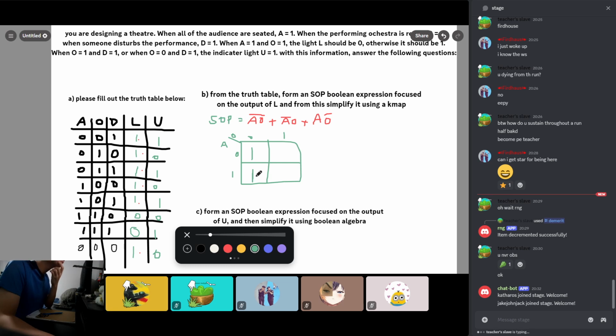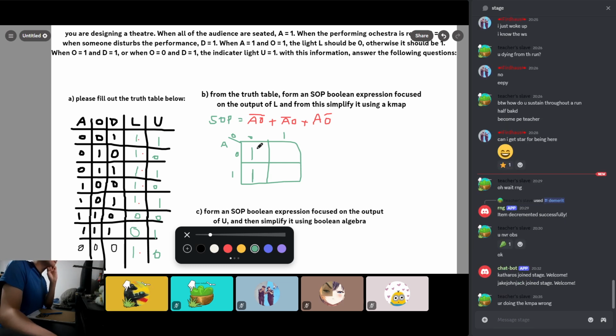Eh? When both are 0, when A is 1 and O is 0. Oh, I wrote this one wrong. Sorry. So this is this. Then this is when A is 0 and O is 1, so 0, 1 is like this. Then this is 0.